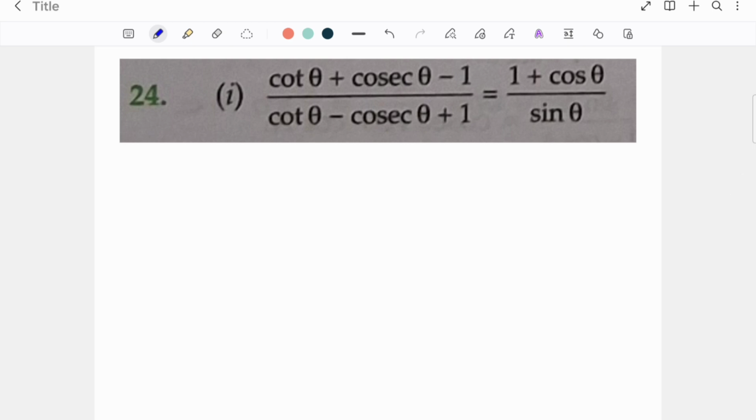What we are doing here, at first we will obviously start with the LHS. This whole down part we are keeping in a bracket, we are not splitting it. Don't split up and down. And this upper part we will keep in a bracket. In the next step, this bracket we have separated, we'll keep it: cot theta plus cosec theta we will keep, we will not split it.